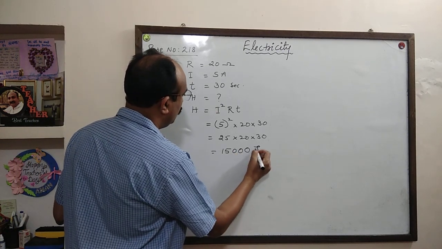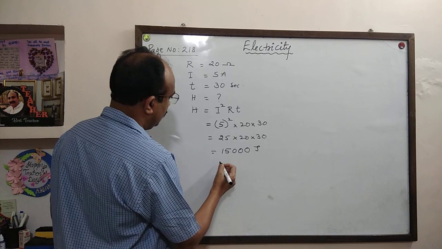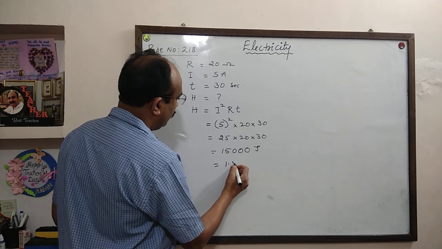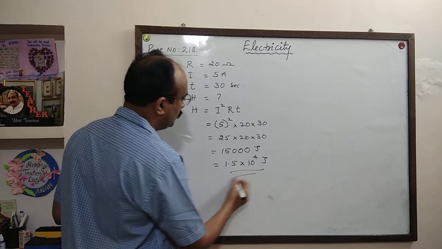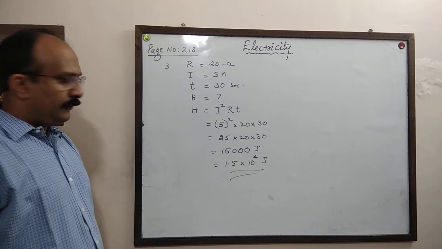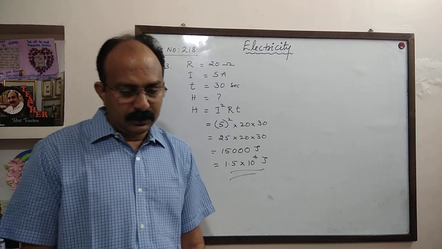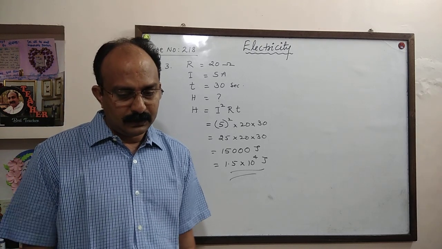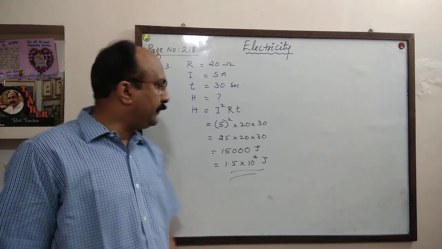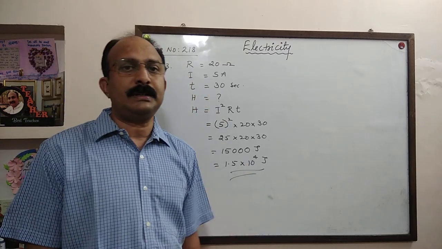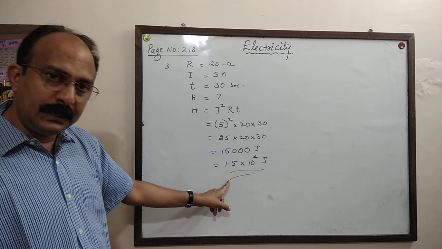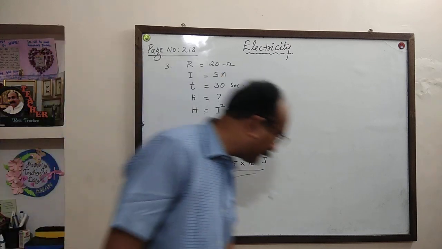Yes, joule. Or we can write 1.5 into 10 raised to 4 joule. 15,000 joule or 1.5 into 10 raised to 4 joule. Simple formula, H is equal to I square RT, that is Joule's law of heating. Correct?